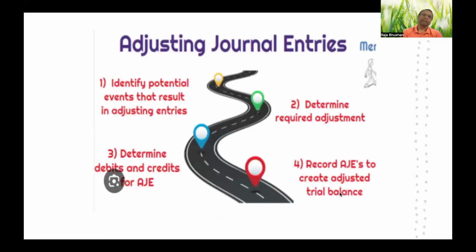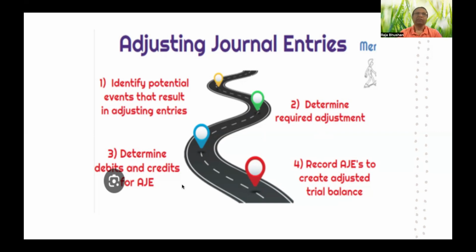For example, we'll take a small example like insurance expense, supplies expense, or rent expense. How do we identify this? The first step is to identify whether we have actually incurred any expenses, whether we have used up any supplies, or whether we are supposed to pay any salaries and wages. Once we identify that, that is the potential event. Then how much is to be adjusted? That means how much of supplies have been used, or how many months of rent or insurance have been used up. That is to determine the amount of required adjustment.